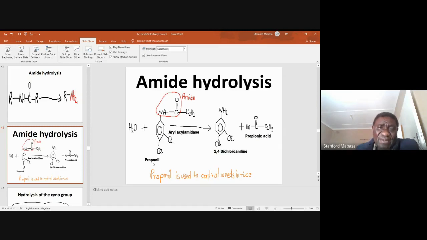So the amide hydrolysis, we've got propanil. Don't worry about the complicated structures, but just focus on the amide part, which can break down into an amine and this propionic acid, or just acid. Propanil is a herbicide which is used to control weeds in rice. So in a rice plant, it can easily break down through amide hydrolysis.